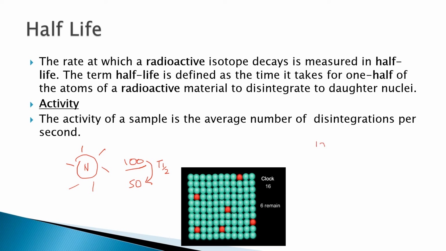Let's start from the beginning. 100. After 4 seconds, they reduce to 50. Then after 4 more seconds, they reduce to 25. This is all half-life happening. But now after 25, what will happen? You can say, sir, half of 25 is 12.5. We do agree to this, but 0.5 nuclei is not possible.